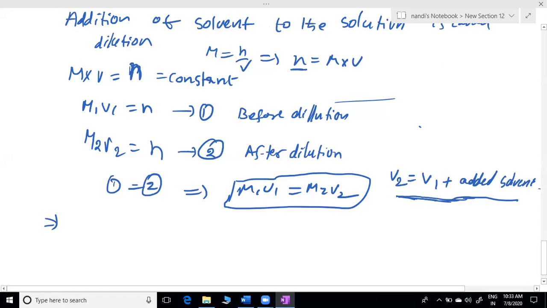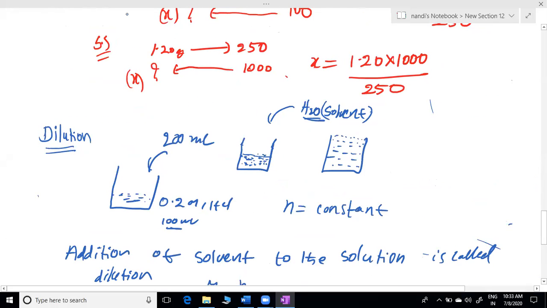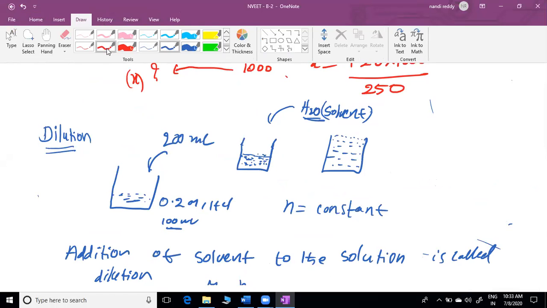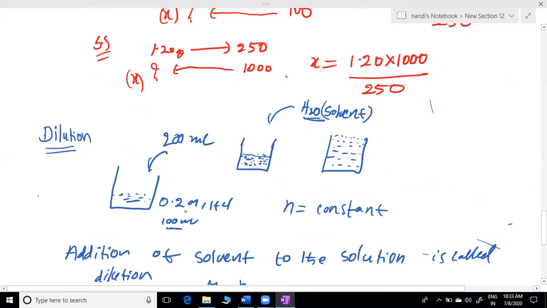Zero point zero six. Someone has given this answer. You can check it, sir. Answer. Here I am taking M1, this is M1 V1. We are adding, and I have to calculate M2 V2. So M1 V1 equals M2 V2.